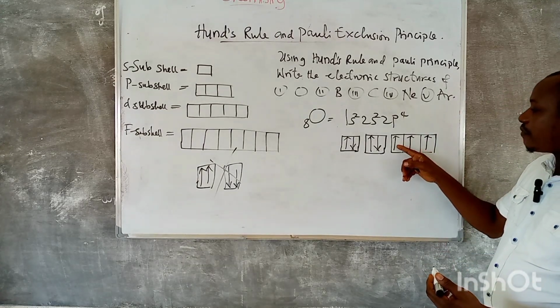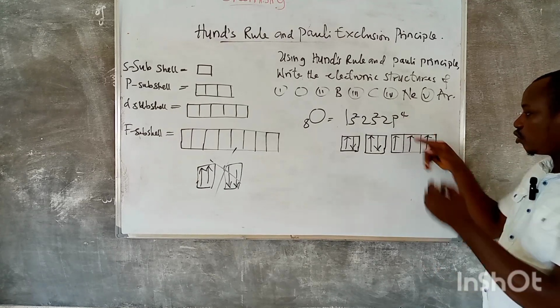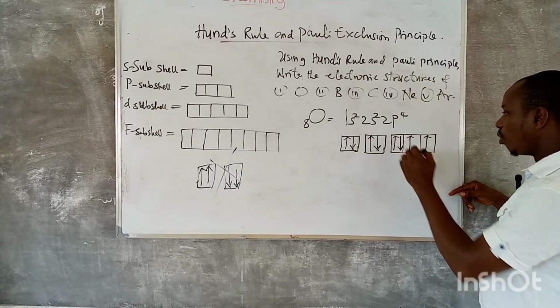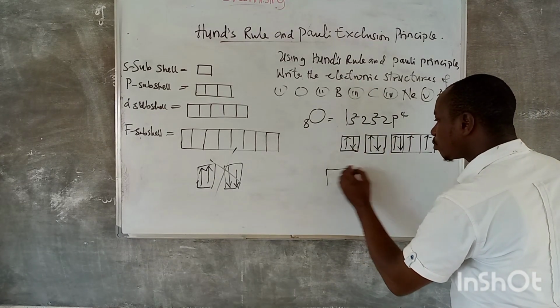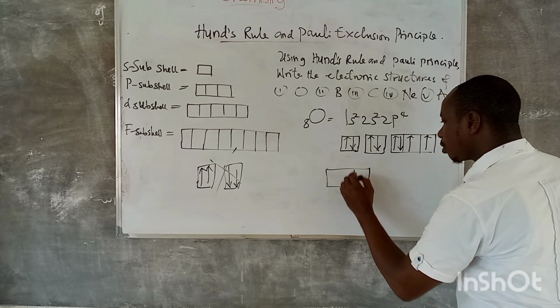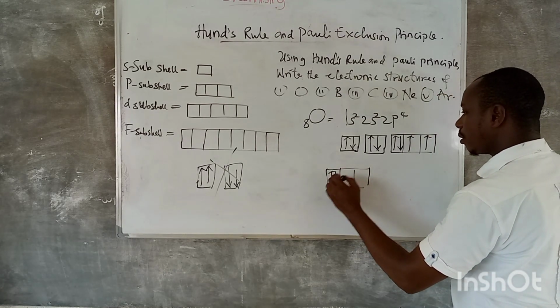If you watch, I have 1, 2, 3. The electron remaining is how many? 1. So I can now come back to this one and pair it. But without obeying this law, you see that some of the students, some of the wrong students, you see something like this. They write it this way.